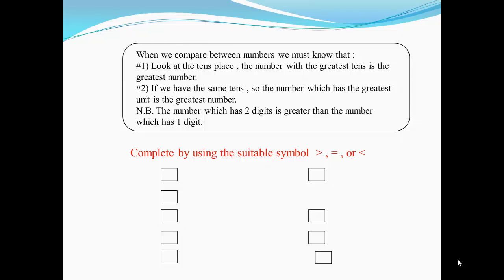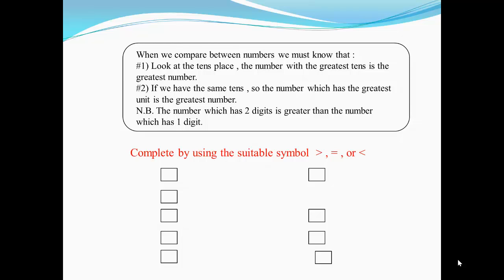When we compare between numbers, we must know three things. First, look to the highest place value. Here in primary one, the highest place value is the tens place. So tens make the number big. I look to the tens place. The number which has the greatest tens is the greatest number.